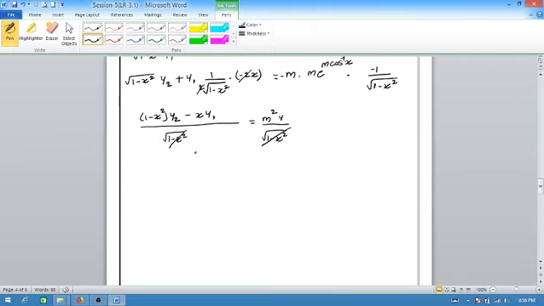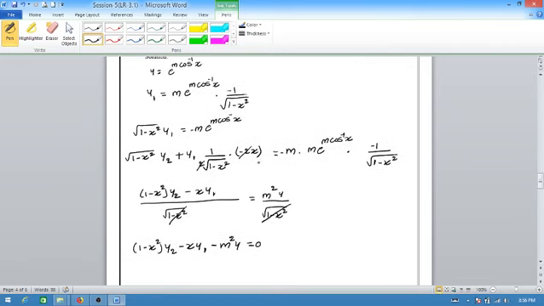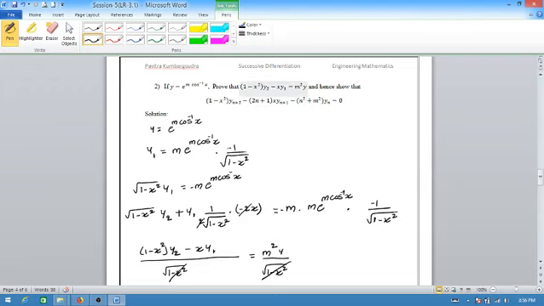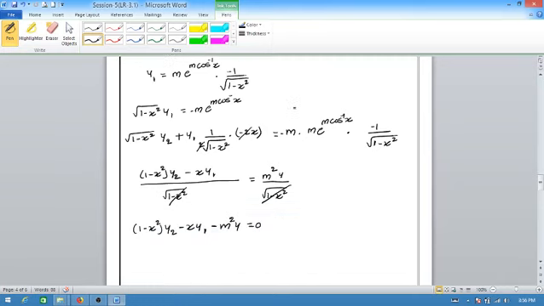So m square into y, you take this side. So you will get 1 minus x square into y2 minus x into y1 minus m square y is equal to 0. So this is the first result. Let me check. So that is 1 minus x square into y2 minus x into y1 is equal to m square y. I have taken this side, no problem.